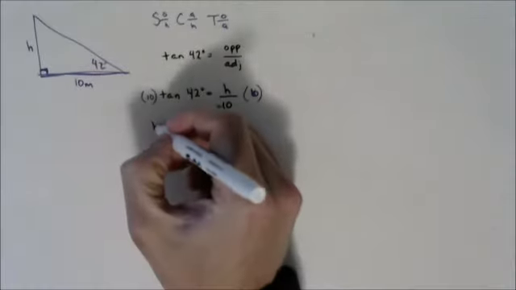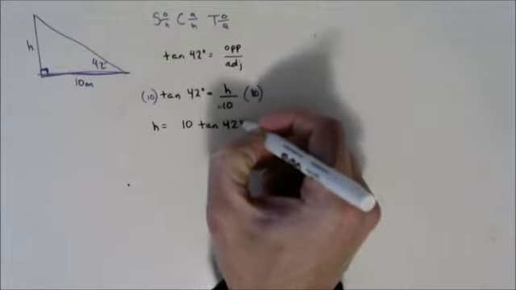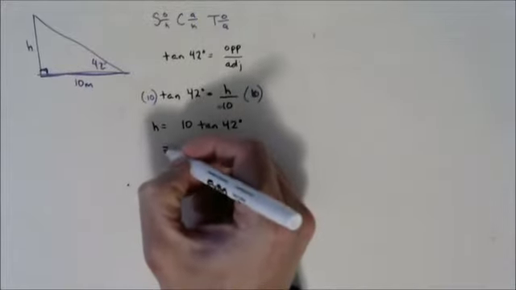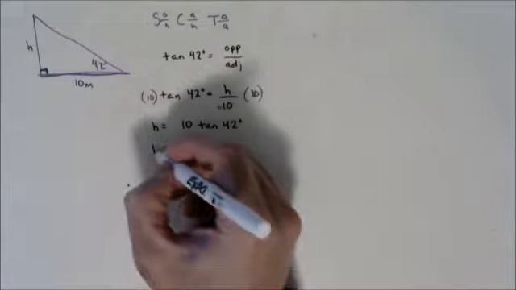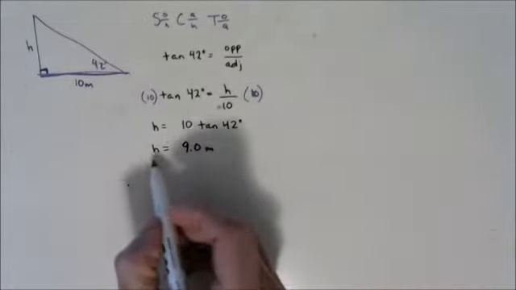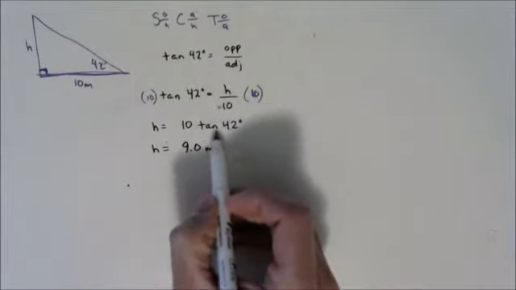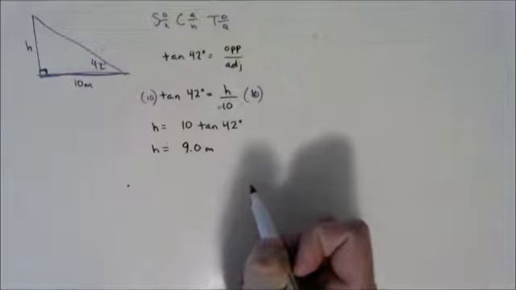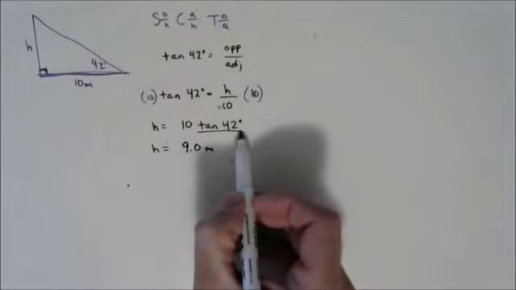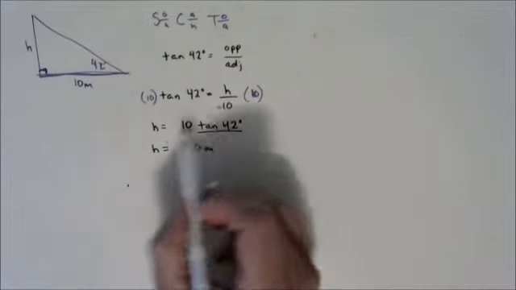So now I know that h equals 10 times the tan of 42 degrees. Type that into my calculator to determine that the height of the flagpole is approximately 9.0 meters. To do this in your calculator, all you have to do is 10, tan, 42, enter. Another way to do it would be tan of 42, enter, and then times 10. But your calculator can do all this in a row.